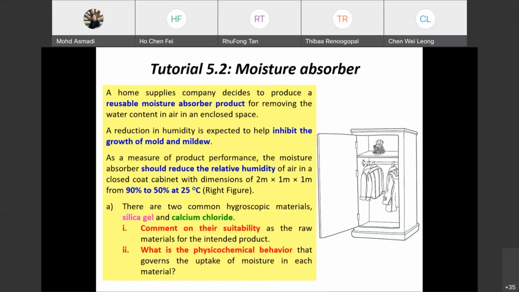On the left side is the calcium chloride and on the right side is the silica gel. Can you give comments on their suitability, a comparison between the calcium chloride and the silica gel? And what is the physical chemical behavior? How do they absorb the water, actually? Because it's moisture. Can you discuss? Please write the comments.